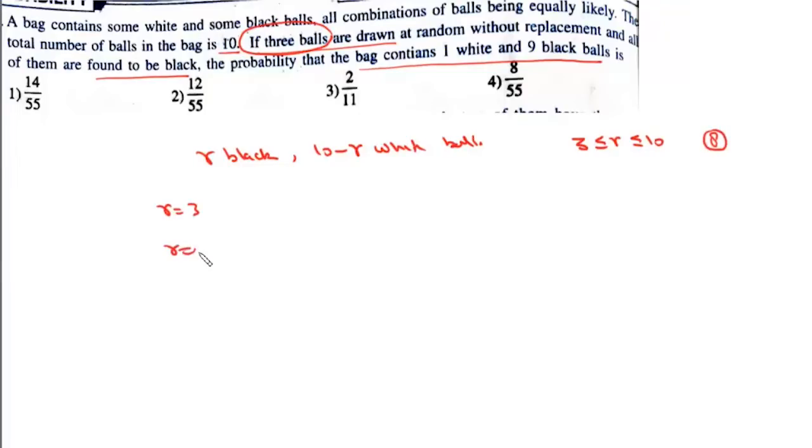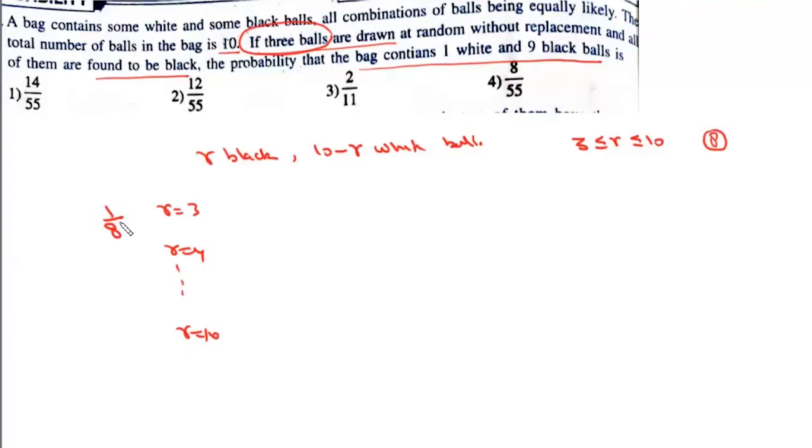Now since we have already drawn 3 black, it means at least it should have 3 black balls. So let us say this bag has R black and 10 minus R white balls, where R varies from 3 to 10. Now each of these cases, they are equally likely. So we have total 8 cases. So probability that R is 3, R is 4 up to R is 10, it is 1 by 8 in each case.